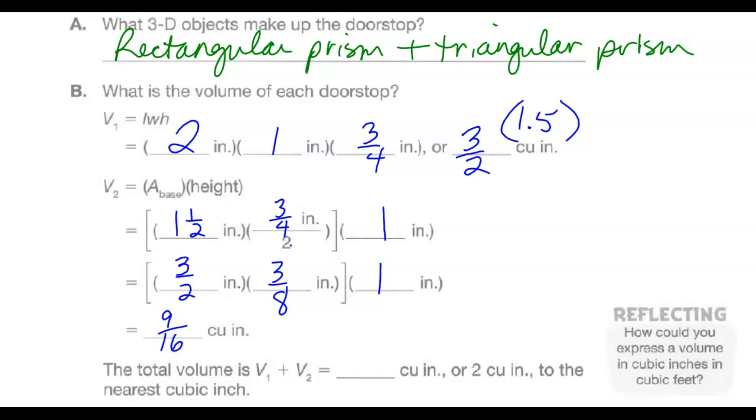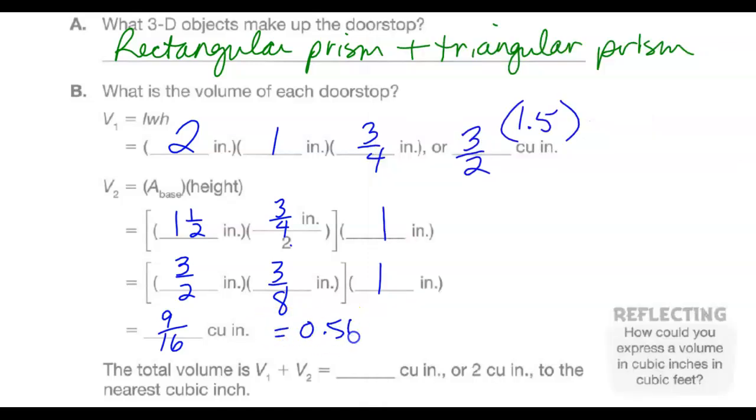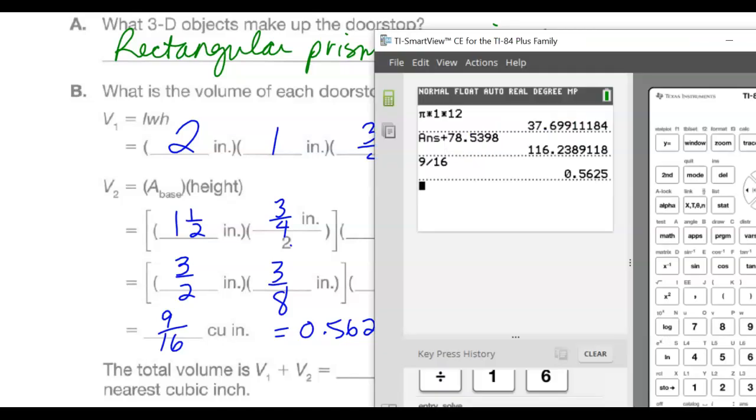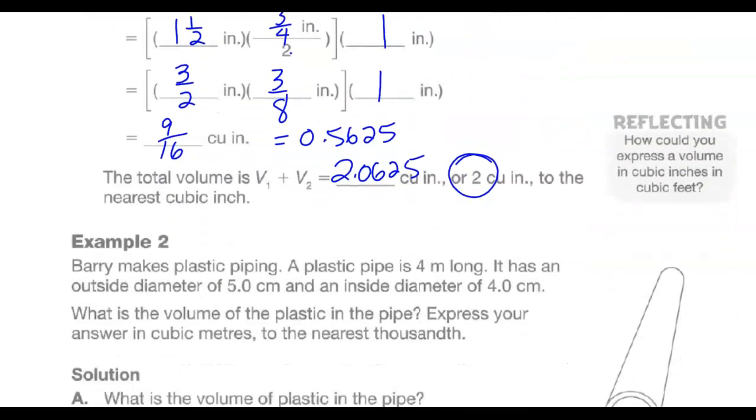Now, what is 9/16? If we did it all in our calculator, that would be 0.5625. And if we add them together, that plus 1.5 is 2.0625. Then if we round to the nearest cubic inch, they've given you the answer, which is 2.